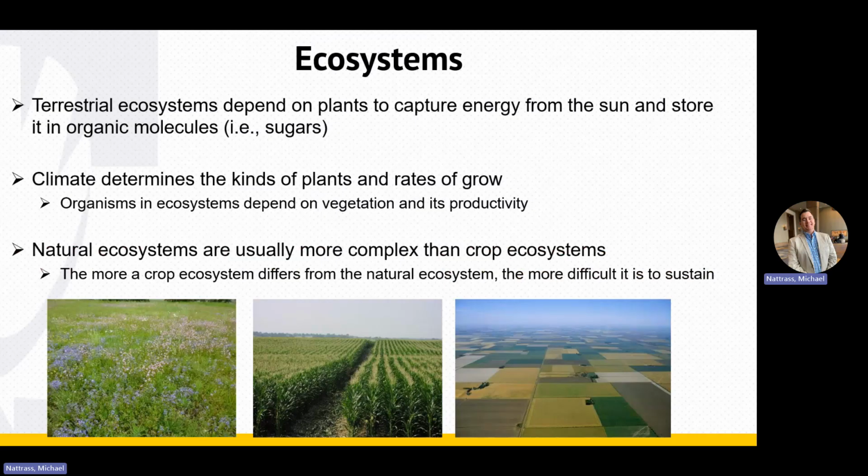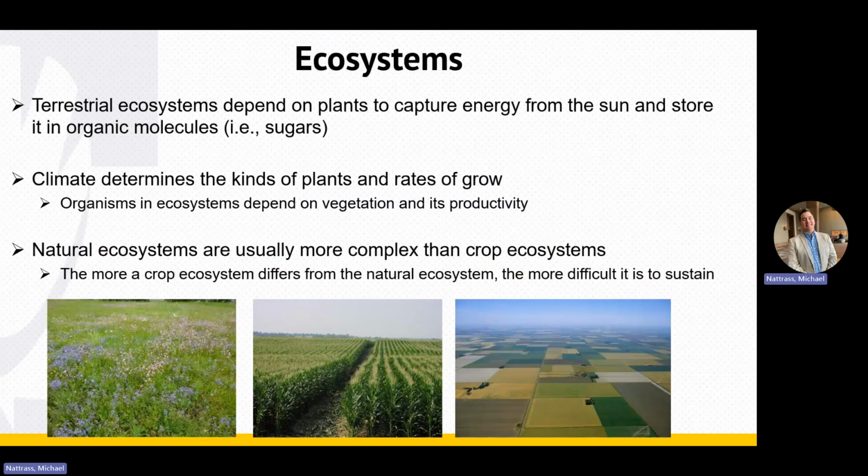All right, so we've got these terrestrial ecosystems that capture energy from the sun, and we're going to store that in sugars. So the whole purpose of the plant is to conduct photosynthesis to make carbohydrates. Those carbohydrates are what animals and humans need in order to survive. So the climate, how much sunshine, how much temperature, how much rainfall they get are going to be vital for plants to be able to grow.